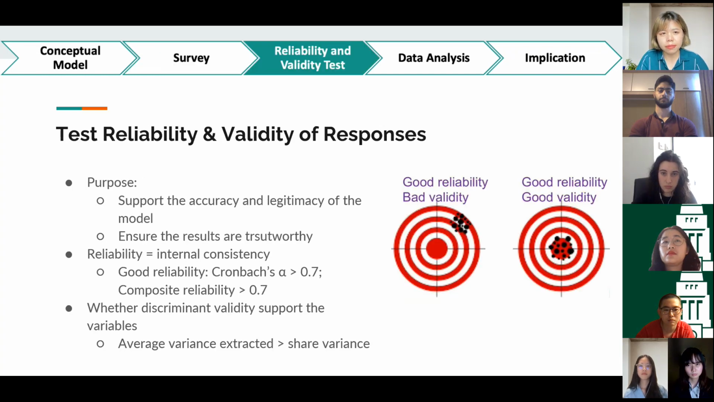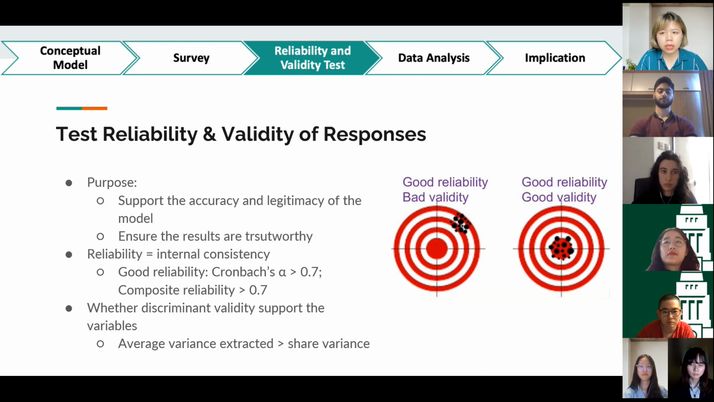Next slide, please. After the data set is processed and cleaned, the reliability and validity tests are crucial to support the accuracy and the legitimacy of the model, and also help ensure the results are trustworthy. The reliability is the internal consistency. We will be calculating Cronbach's alpha and composite reliability. And if both values are greater than 0.7, then there is good reliability.